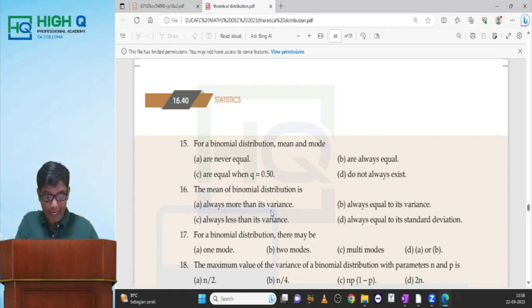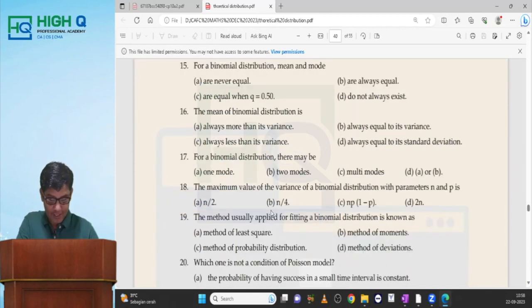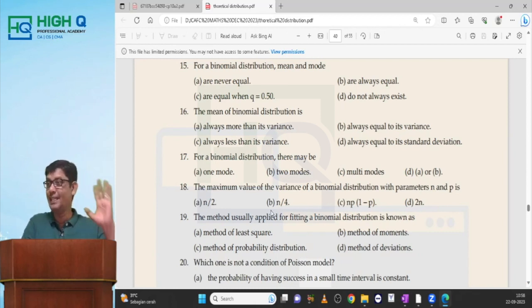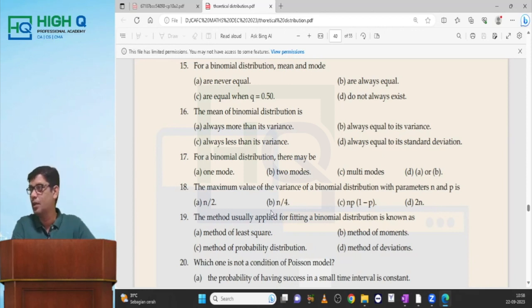The mean of a binomial distribution is always more than variance. In a binomial distribution, there may be one mode or two modes. D, option D. Maximum variance is n by 4.